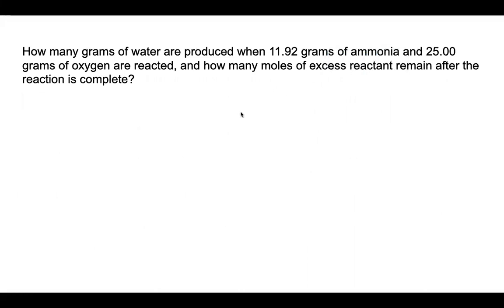All right, so this one. How many grams of water are produced when 11.92 grams of ammonia and 25.00 grams of oxygen are reacted? And how many moles of excess reactant remain after the reaction is complete? All right, so I'm going to give you that chemical equation. So it is 4 NH3 plus 5 O2 equals 4 NO plus 6 H2O.